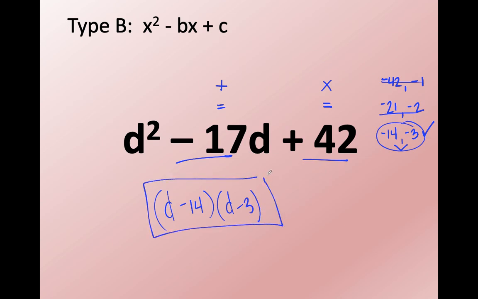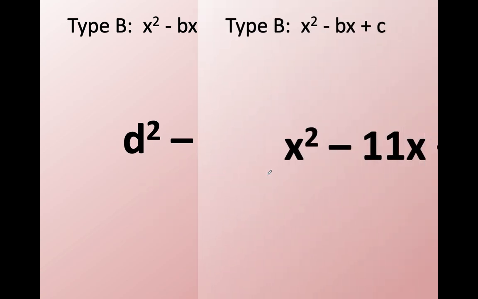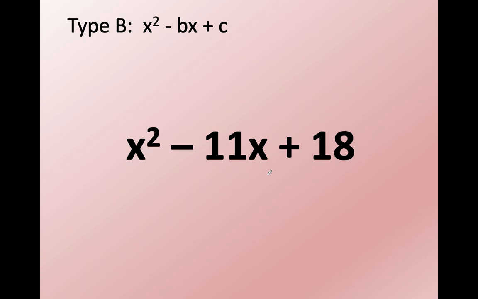So those are our two binomial factors here. Try one more together. What two numbers multiply to give you positive 18, but add together to equal a negative 11? So starting with negative 18 and negative 1, that does not work. We also have negative 9 and negative 2. That does work because negative 9 plus negative 2 is negative 11. So we have x minus 9 and x minus 2.